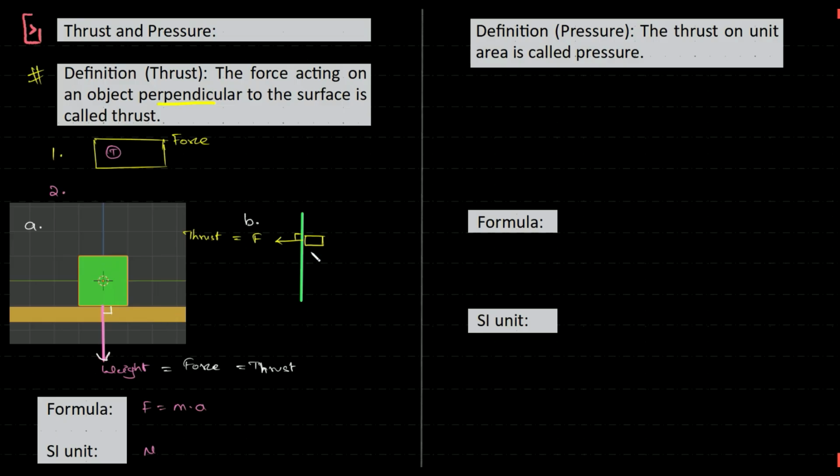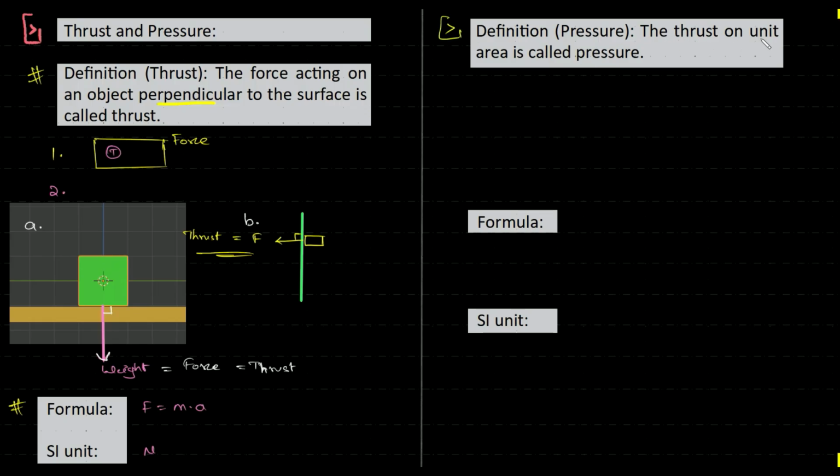Okay guys, so this particular force which is perpendicular to the surface is called thrust. So any kind of force that is perpendicular to the surface is called thrust. Agree? Understood? Very simple. So remember, thrust is a kind of force. And what is the condition? The force has to be perpendicular to the surface. As simple as that. Agree? Okay. Next thing is pressure.